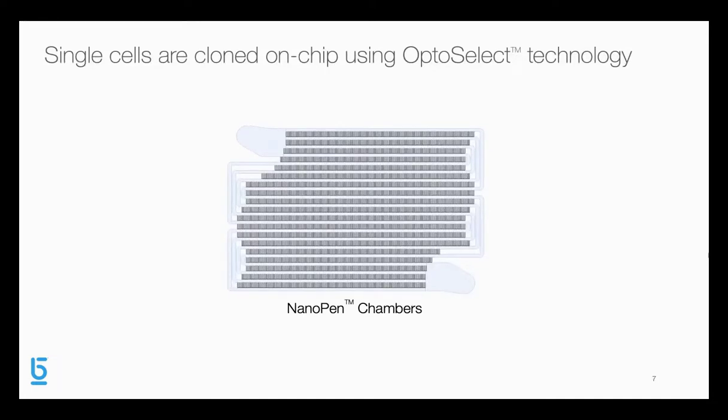Tens of thousands of cells can be screened in OptoSelect chips containing nanopens, each less than 1 nanoliter in volume, greater than 10,000 times smaller than a well in a 96-well plate. The small volumes enable secreted antibody concentrations to reach detectable levels in a matter of minutes.